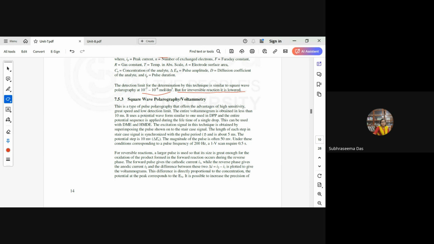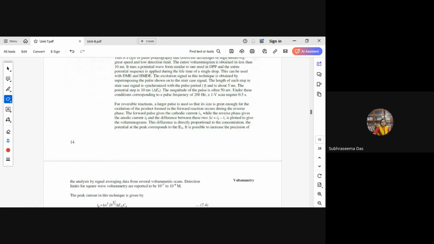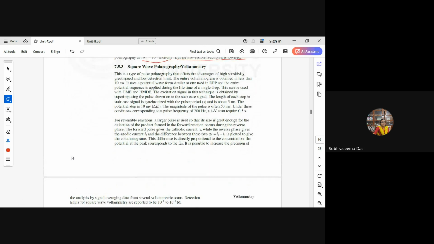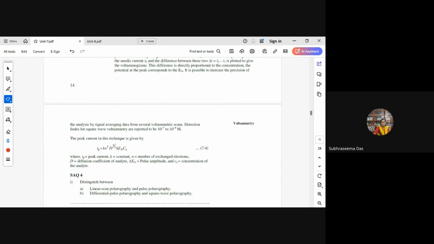The excitation signal is obtained by superimposing the pulse shown, similar to that of a staircase signal. For reversible reactions, a larger pulse is used so that its size is great enough for the oxidation product that is formed in the forward reaction to be reversed during the reverse phase. In SWV, it is possible to increase the precision of the analysis by signal averaging data from several voltammetric scans. The detection limit has been reported to be in the range of 10 to the power minus 7 to 10 to the power minus 8 molar.